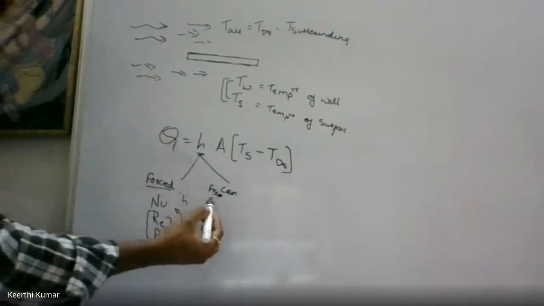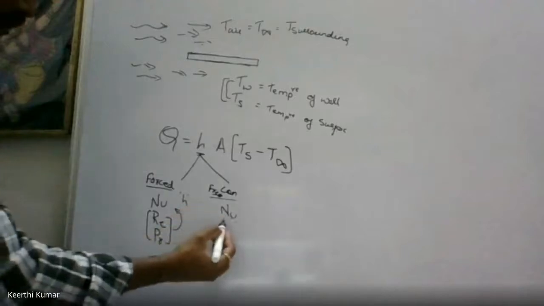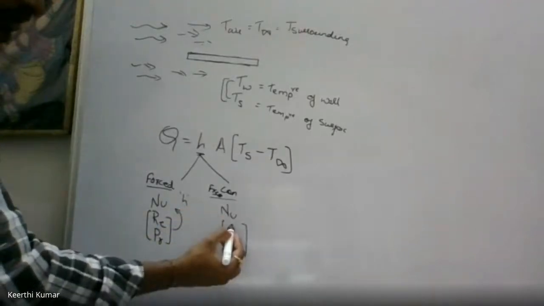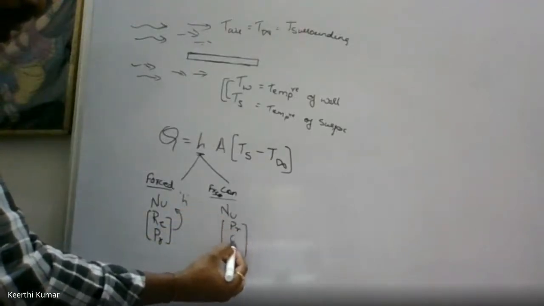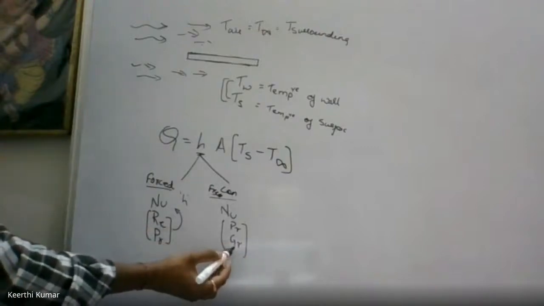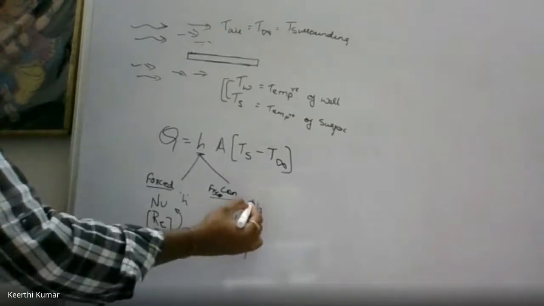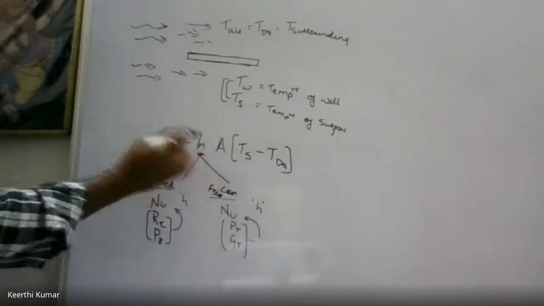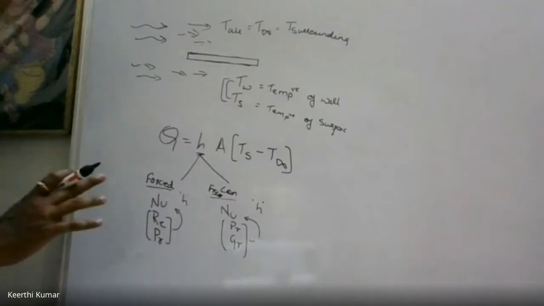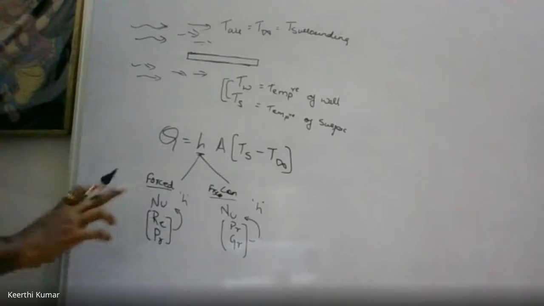If it is free convection, here also first you should find out the Nusselt number. To find this Nusselt number, the terms you should include are the Prandtl number and the Grashof number, not Reynolds, Grashof number, Gr. Substitute these two in the formula of Nusselt number, get the value of h, substitute this h here, and you'll get Q. Understood? So this is the procedure to solve the problem for natural and forced convection.